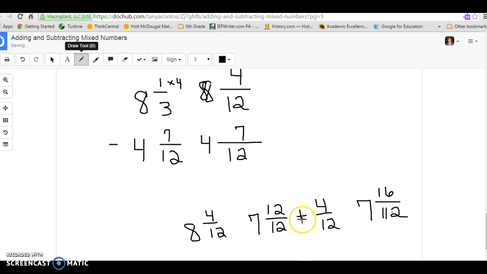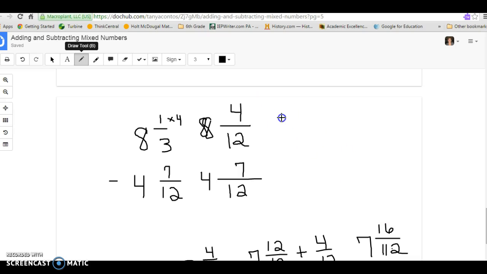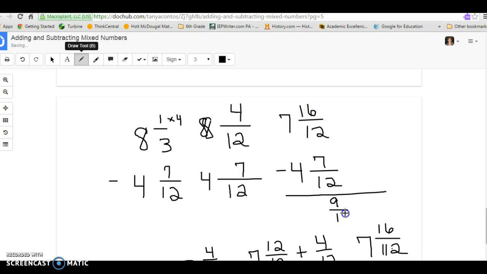It's just like adding a fraction that has a common denominator. So instead of 8 4/12, I now have 7 16/12. Now look what happens. If I have 7 16/12, and I'm going to subtract my 4 7/12, now I'm able to subtract because 16 is larger than 7. So I would just do as normal. 16 minus 7 is going to give me 9. My denominator is 12.